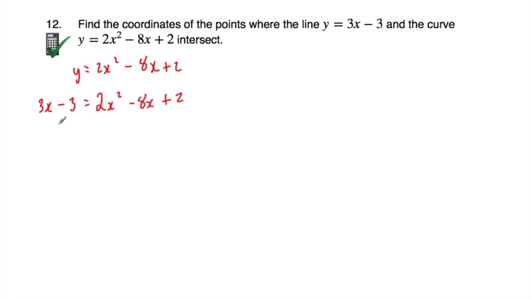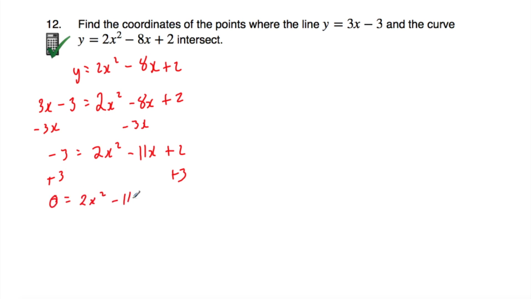Okay, so we've got this quadratic and we want to bring everything to one side. So I'm going to make the left-hand side 0. So I'm going to take away 3x and take away 3x. So on the left-hand side, we'll be left with minus 3. And then on the right-hand side, we'll have 2x squared. And then we have minus 8x minus another 3x. That's going to be minus 11x. And then we've got plus 2. Now we want to get rid of this minus 3. So we're going to add 3 and add 3. So on the left-hand side, we'll have 0. And on the right-hand side, we're going to get 2x squared minus 11x, and then we had 2, we're adding 3, so that'll be plus 5.